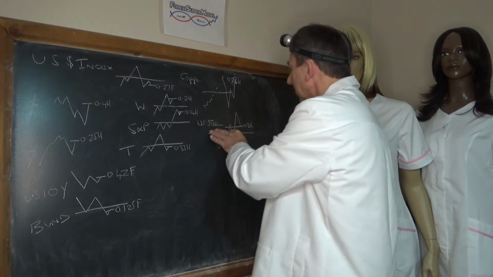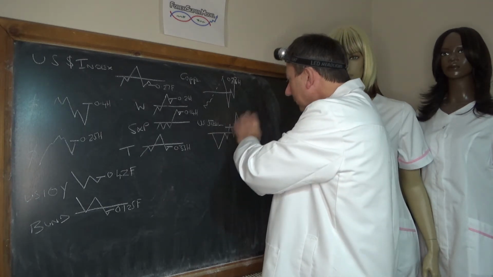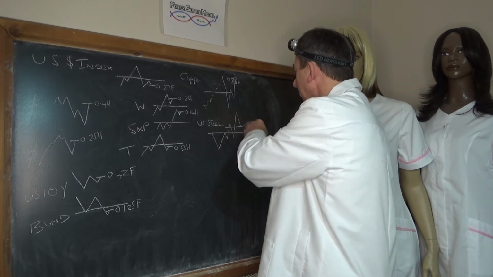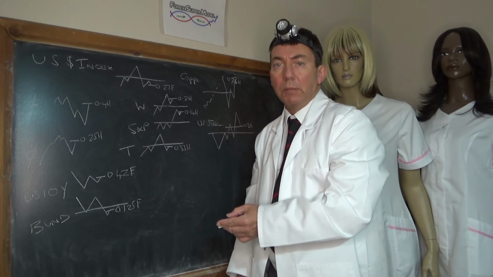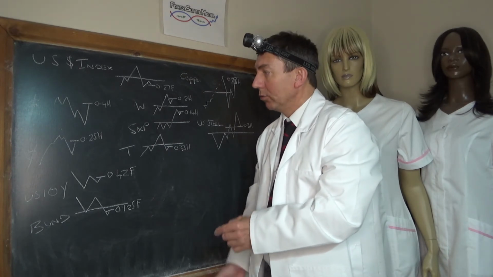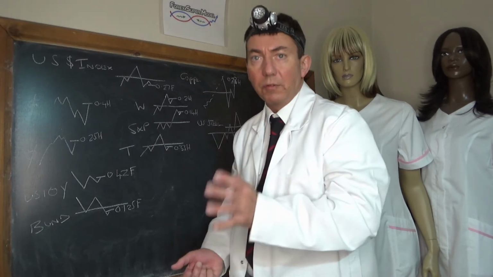US steel then sold off at the double top. Again, this has been messing about. It's now 0.3 from the high. A little bit soft, but getting there potentially. Right, so we'll stop it there and do the final analysis.